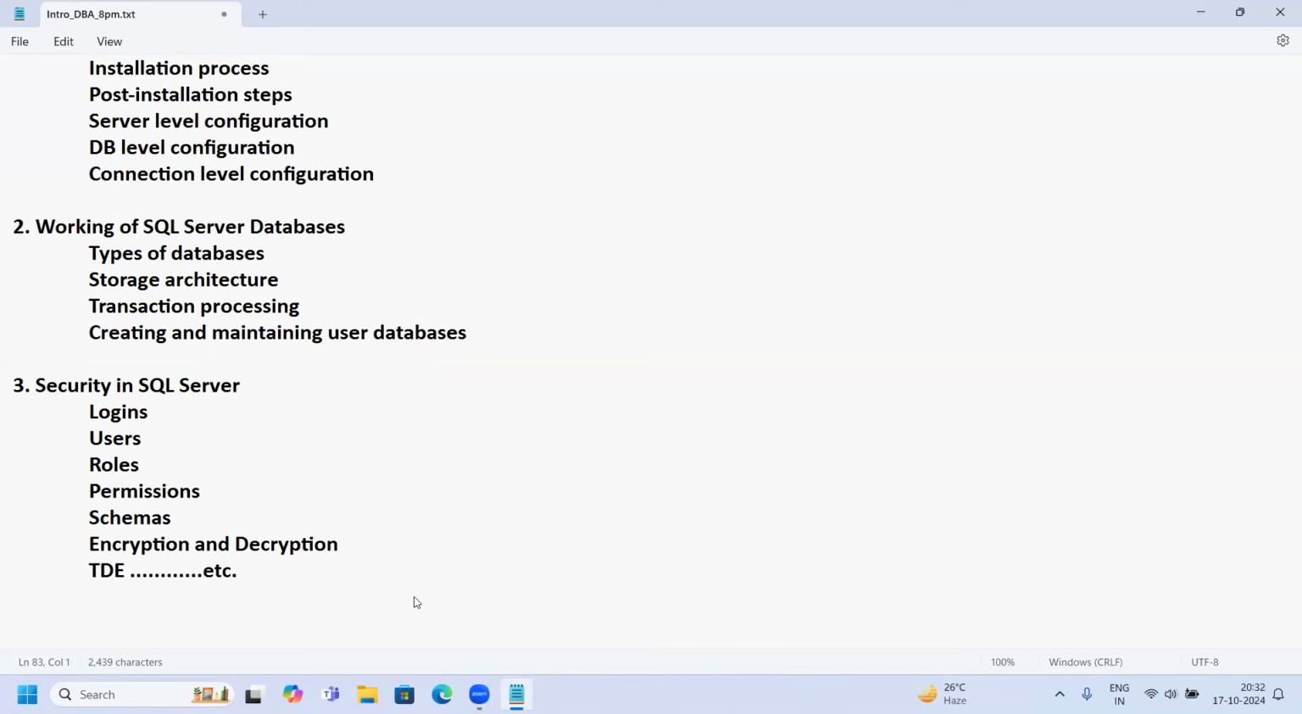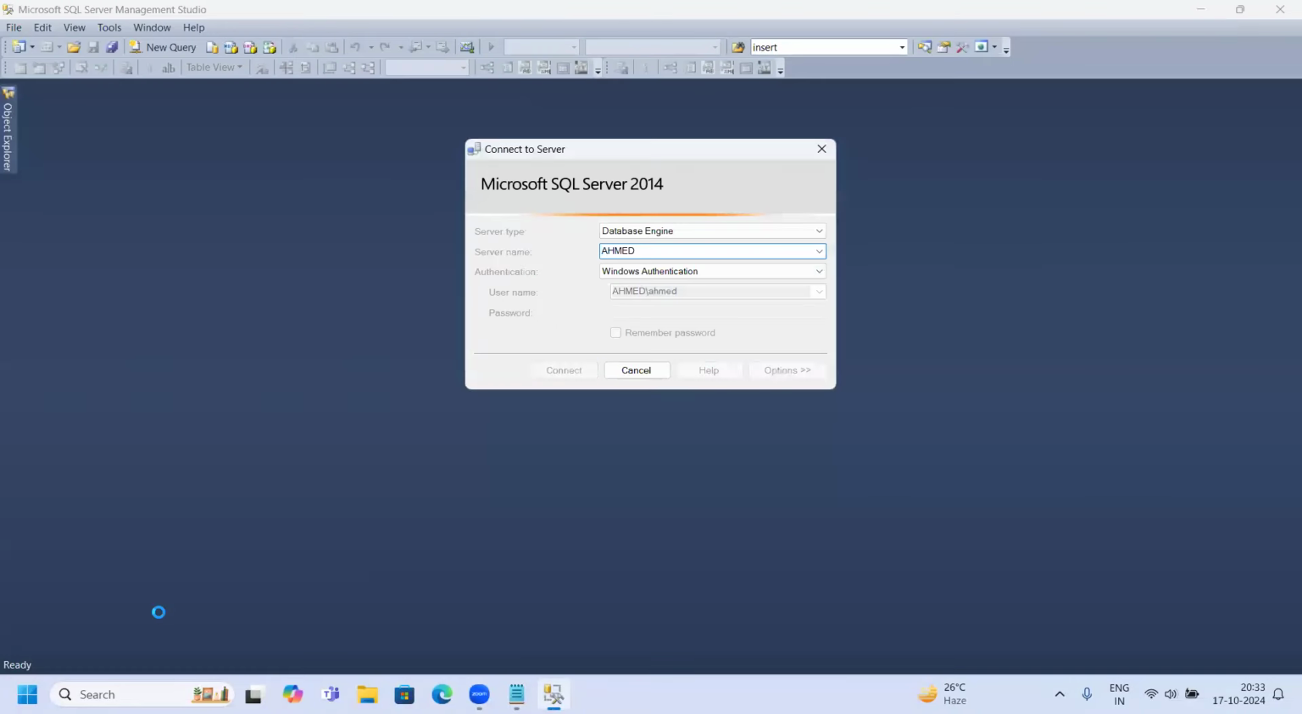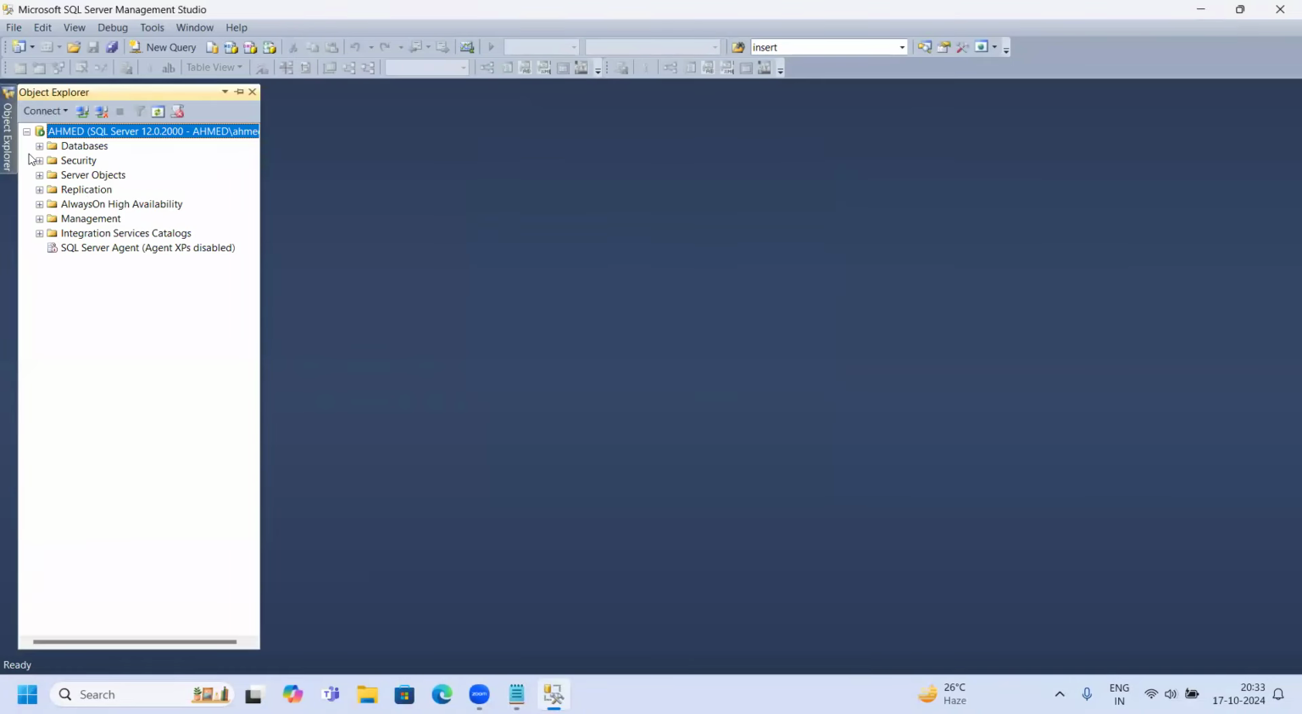And two different types of login. Logins are not only at one level. We are going to study user level and server level. Two types of login interaction. You can experience this when you connect with Management Studio, and you can see all of them available for you here.